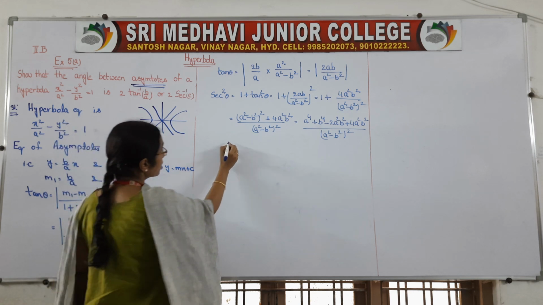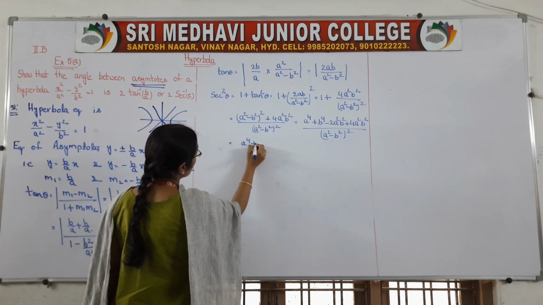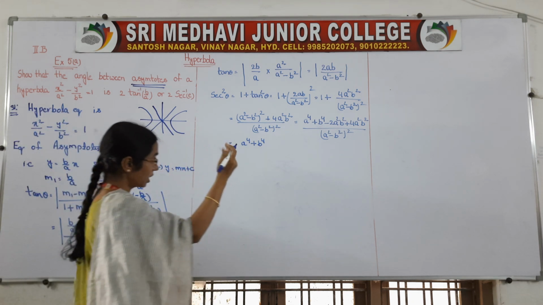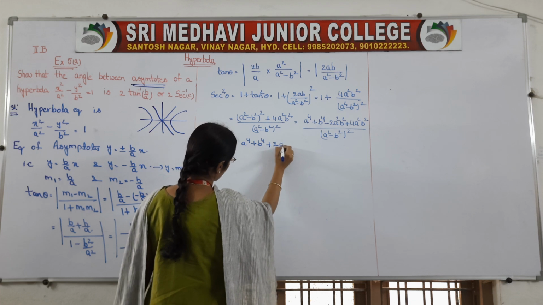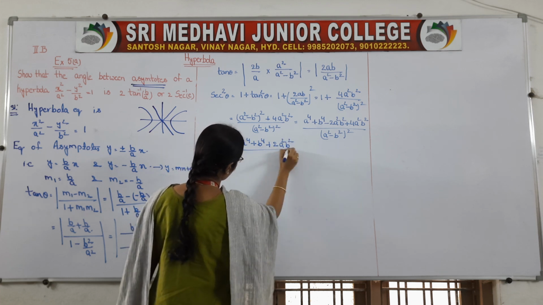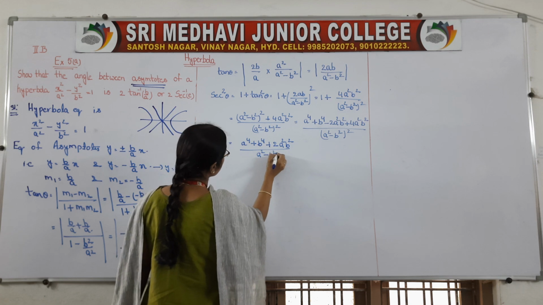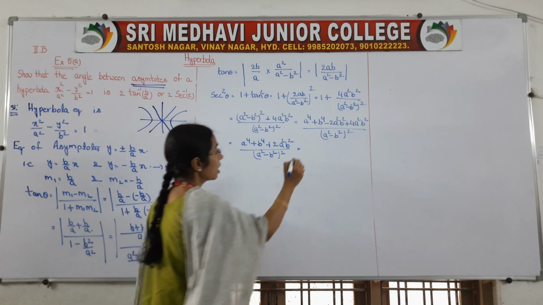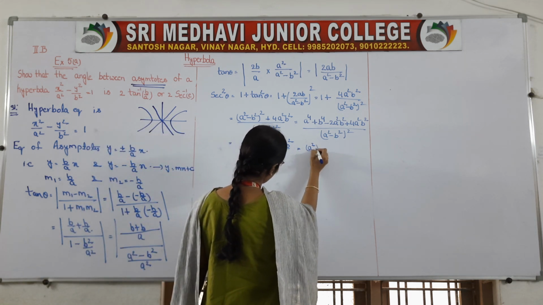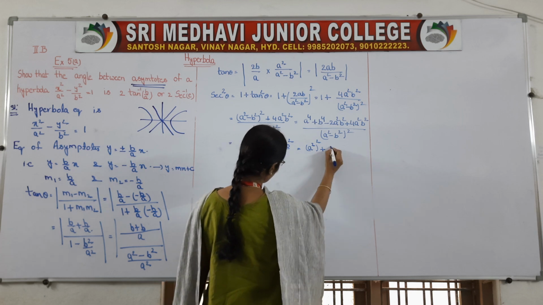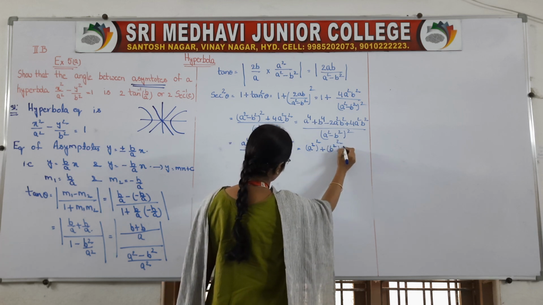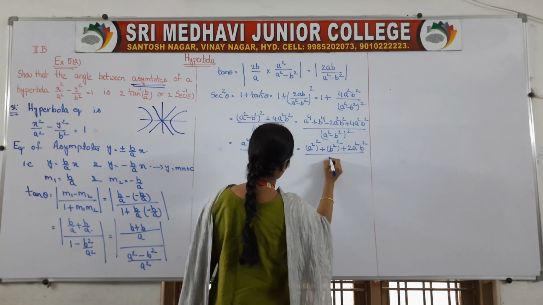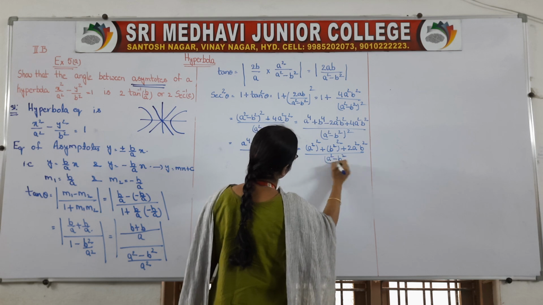Okay, so it is equal to a⁴ plus b⁴ minus 2 times plus 4 times, which means it is 2 times a²b² by (a² − b²)². How can we write this equation? Observe, a⁴ can be written as (a²)², b⁴ can be written as (b²)², plus 2a²b² by (a² − b²)².